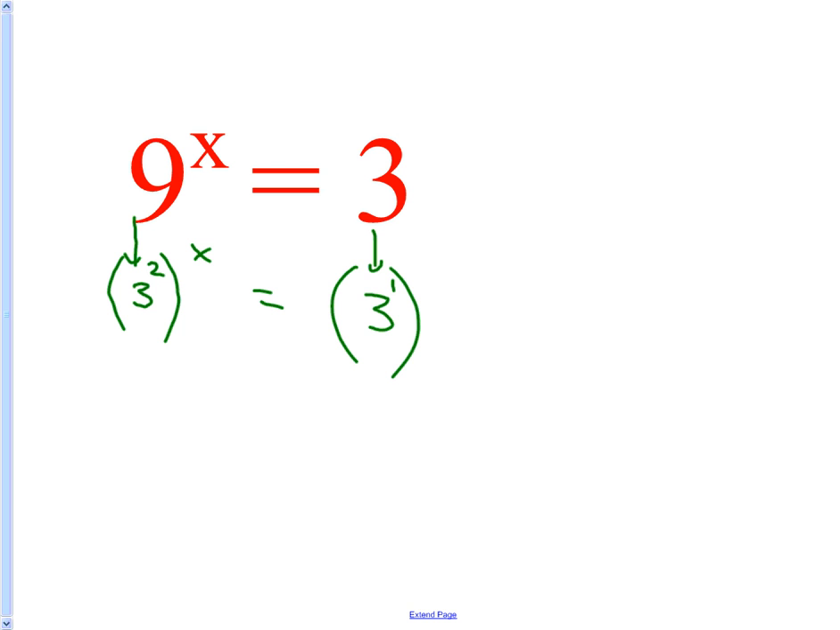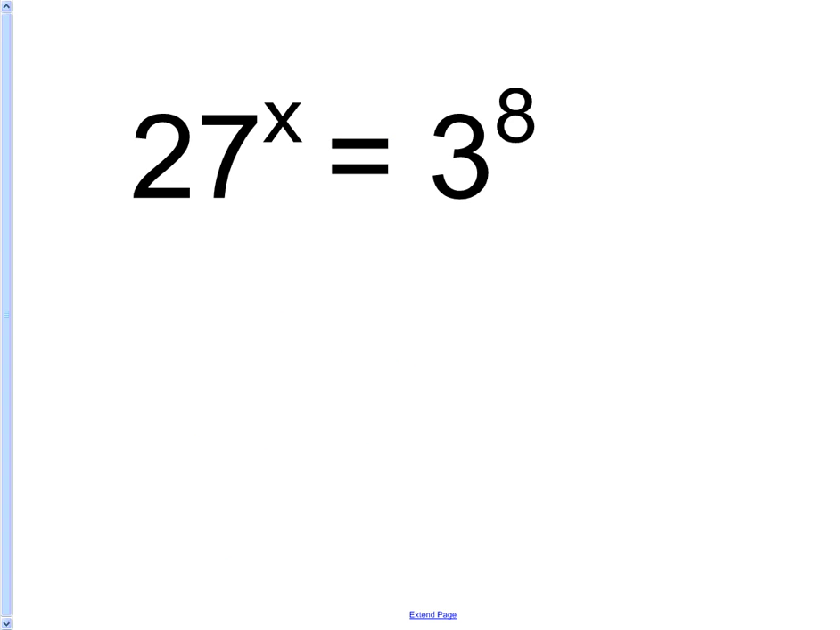All right. So then I've got 3 to the 2x equals 3 to the 1. And then they've got the same base. That means their powers have to be equal. So 2x has to equal 1. X would be 1/2. You get that? I'm seeing a fair number of nods. Okay. So I'm going to go on to this one.